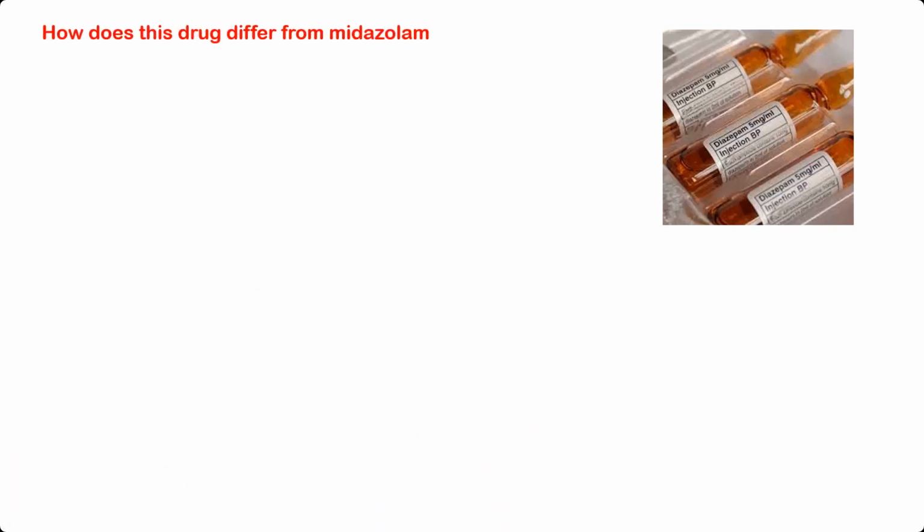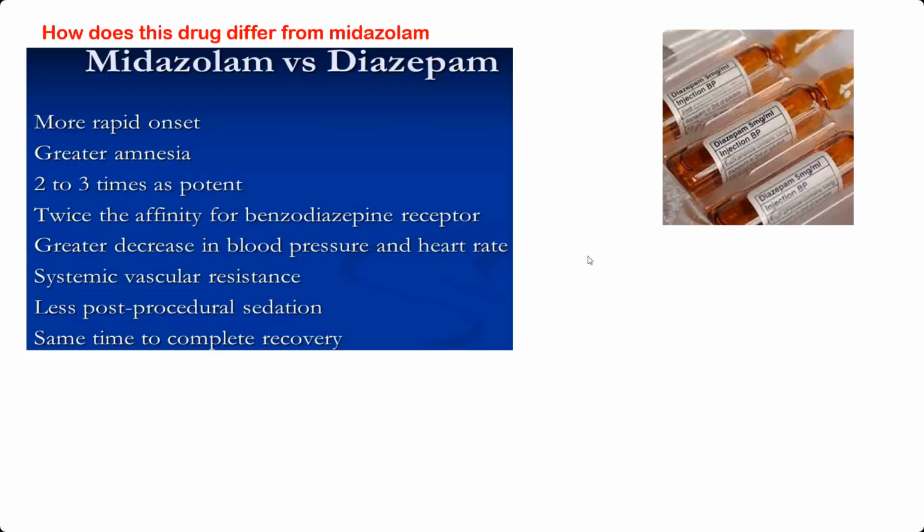How does this drug differ from the older diazepam? This was the precursor, the predecessor to midazolam. During our PG days, this was a common drug. So midazolam has more rapid onset, greater amnesia, and is 2 to 3 times as potent, with twice the affinity for the benzodiazepine receptor. There is a greater decrease in blood pressure and heart rate with midazolam, and systemic vascular resistance is reduced. Midazolam has less post-procedural sedation, as diazepam is longer acting.